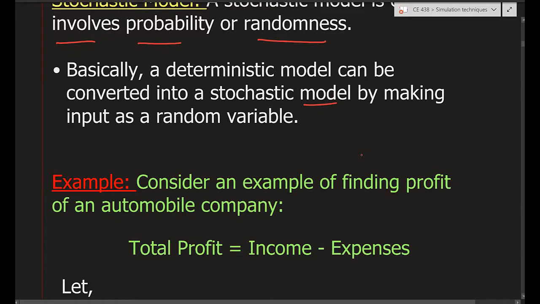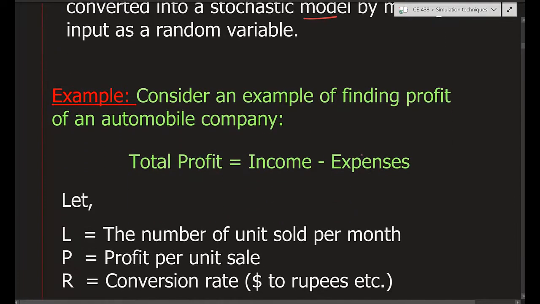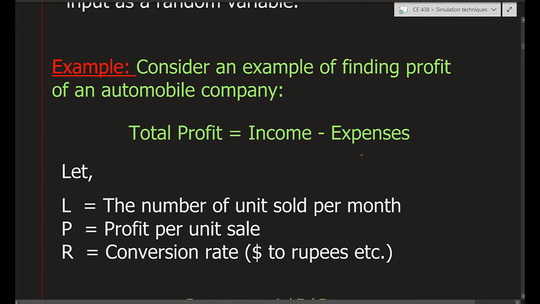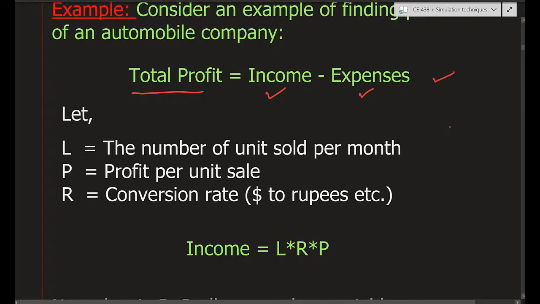Let us illustrate a stochastic model using an example. Let's say we want to find the total profit of a company, an automobile company. We can use this formula: total profit equals the total income minus the total expenses of that company. Using this formula we can calculate the total profit. Now let us say L denotes the number of units sold per month, that is, the number of cars or automobiles sold that month or for a particular time period. And P is the profit per unit sale and R is the conversion rate.